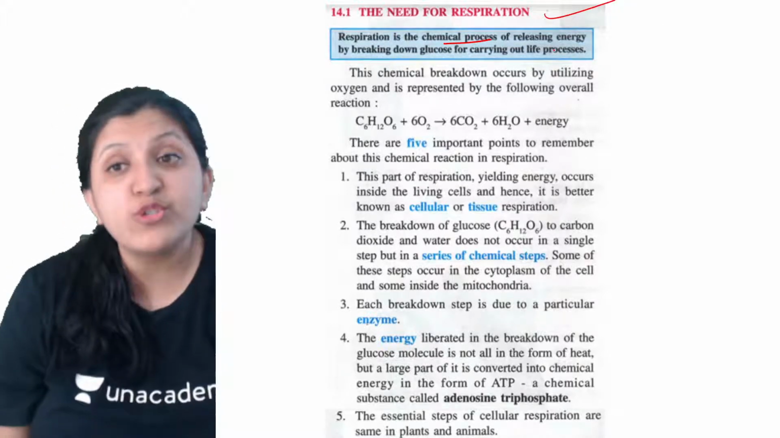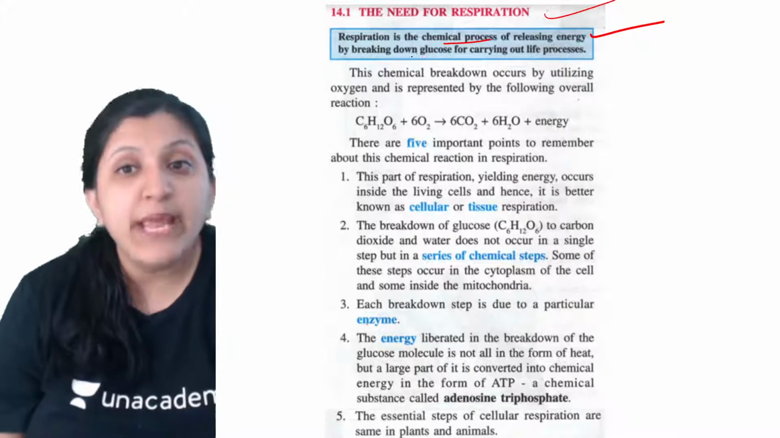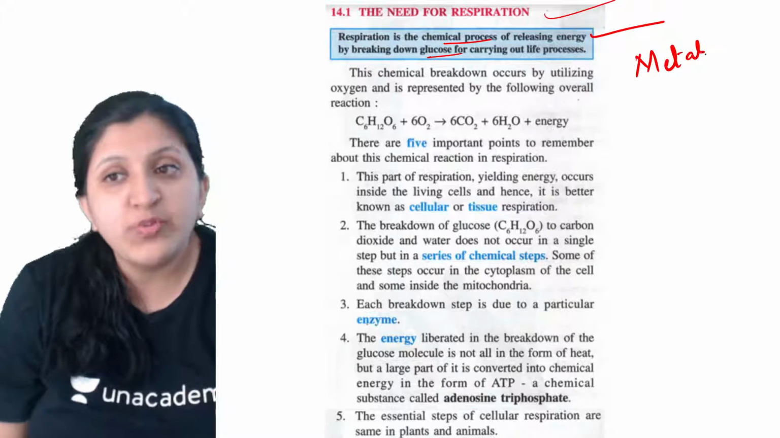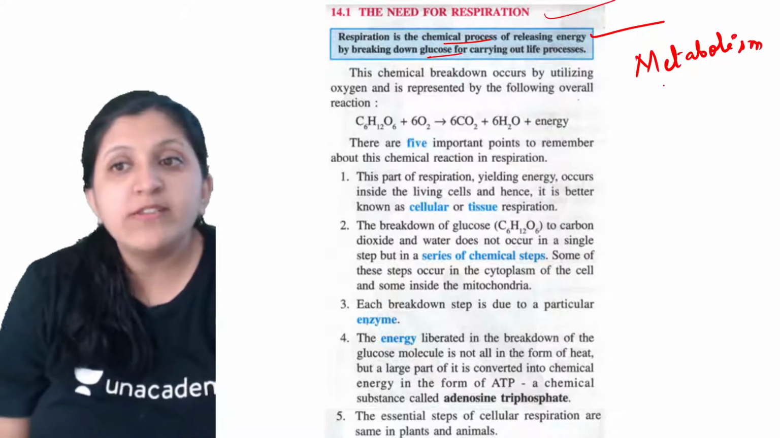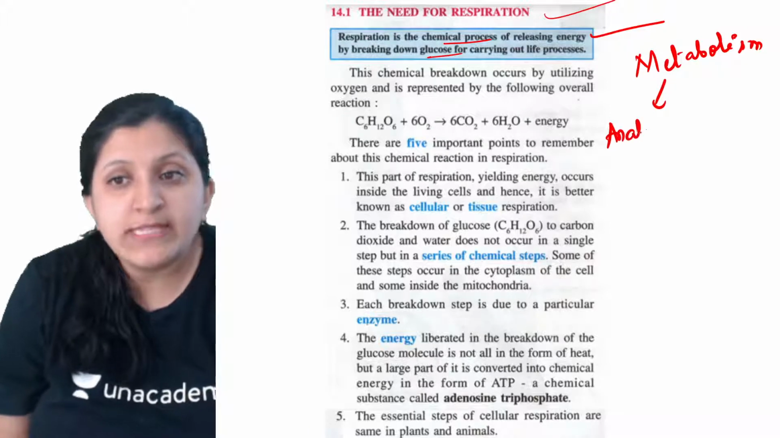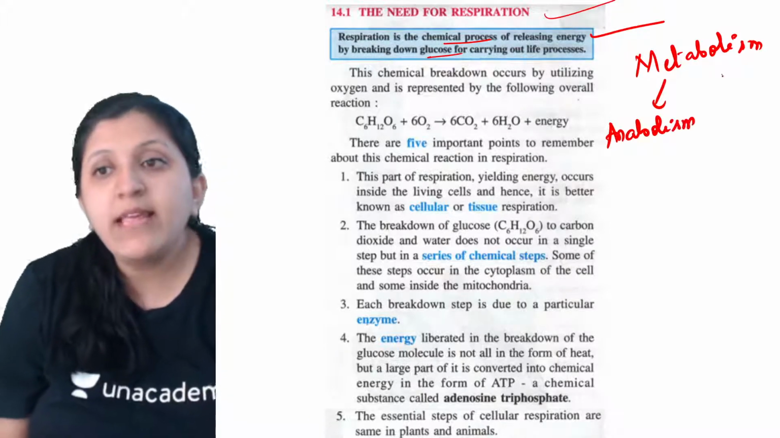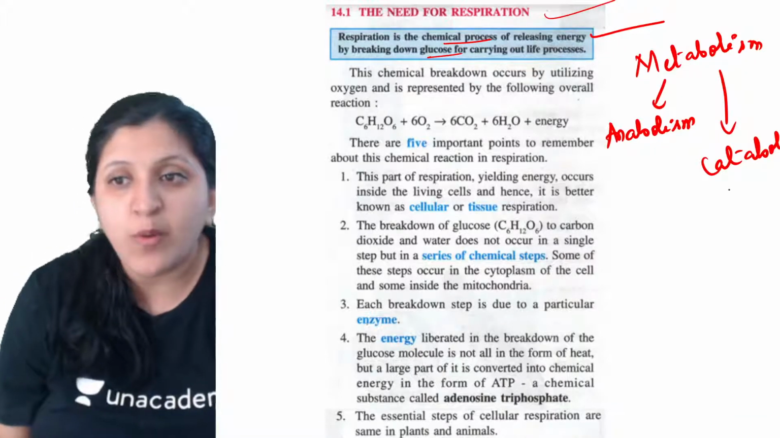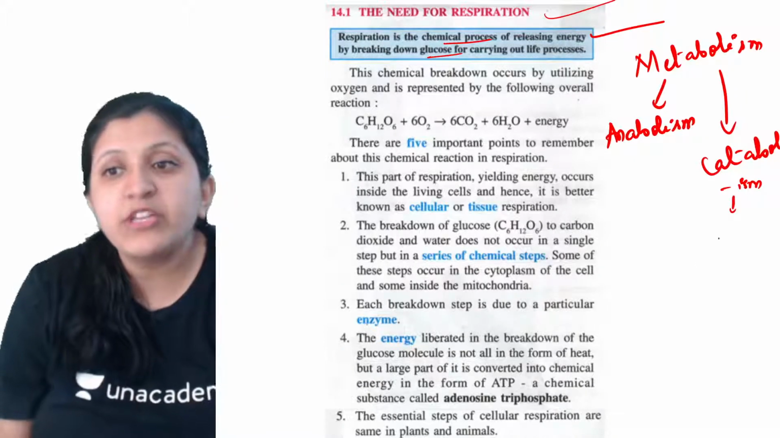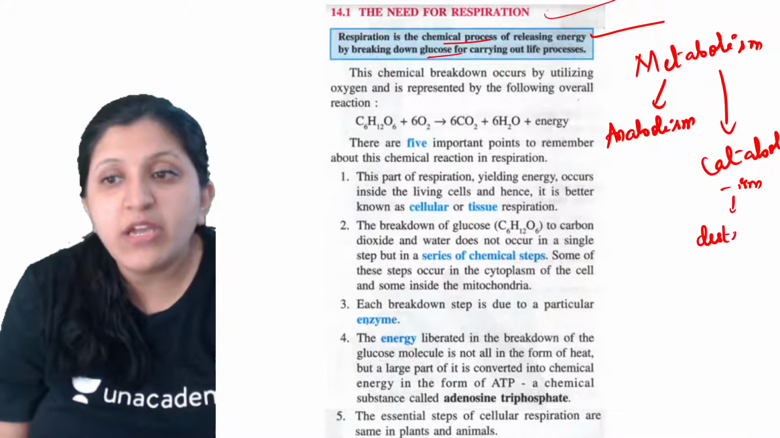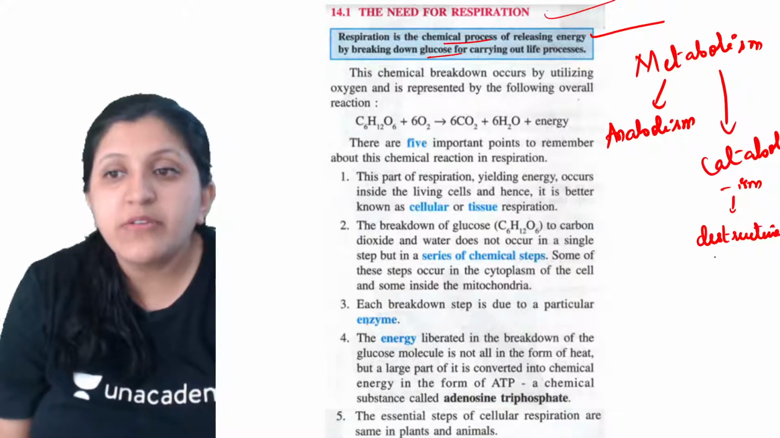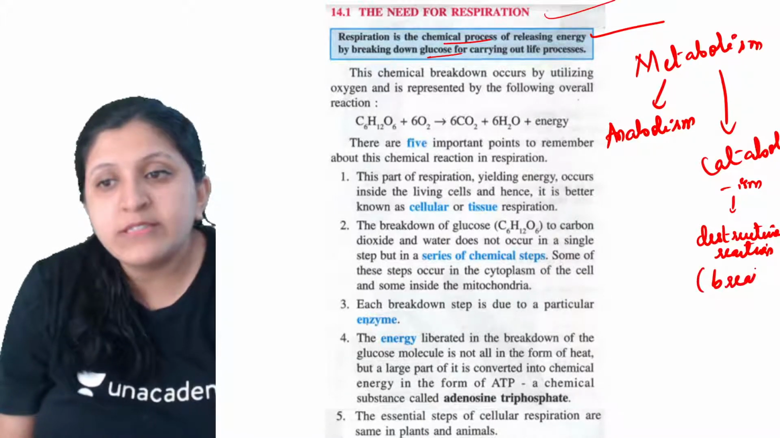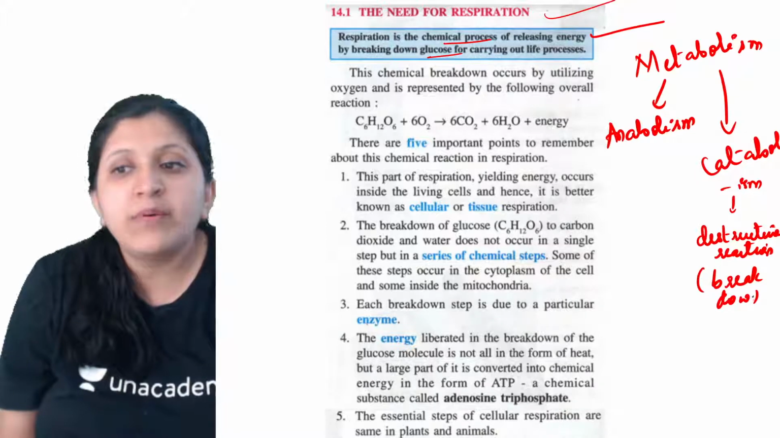It is a chemical process of releasing energy by breakdown of glucose. So what is happening here? When we mention metabolic reactions, metabolism has two types: anabolism and catabolism. Catabolism is a destructive reaction. That means construction is not occurring, but breakdown of a compound is occurring.